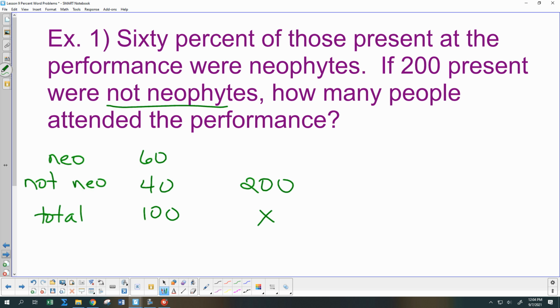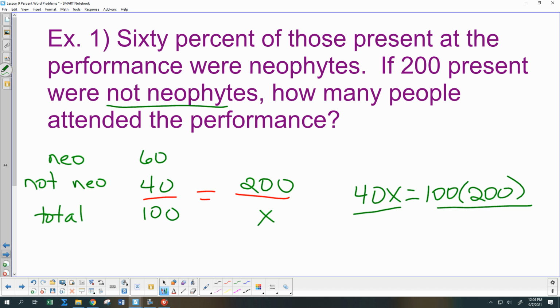So we pick our letter to put there, and we see that we have 2 complete rows, and we've done enough of these. We know that means we set up a fraction, and then we are going to write down our cross product. 40x equals 100 times 200. I'm not going to punch that in the calculator yet. I want just x. So then I need to divide by 40.